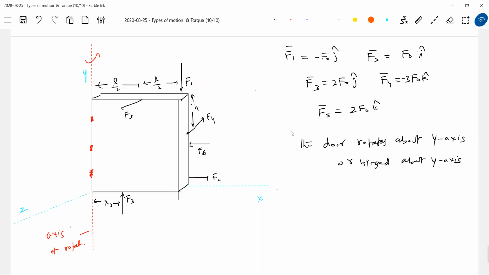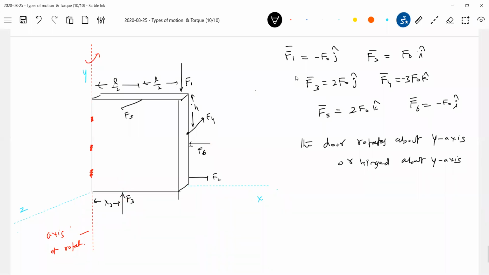What about F2? It is intersecting the axis of rotation. Look at F1. F6 is also there. F1 is parallel to y-axis, torque will be 0. F2 is parallel to the axis, which will intersect the axis of rotation. What about F6? F6 also will intersect the axis of rotation, torque will be 0. Clear this? Then what about F3? Parallel to the axis of rotation.